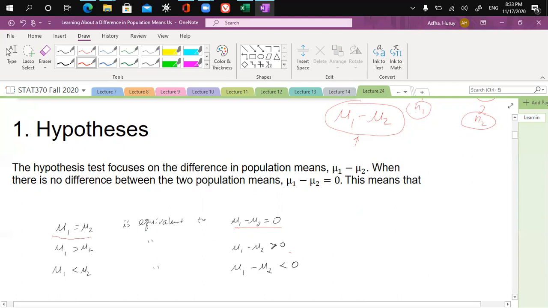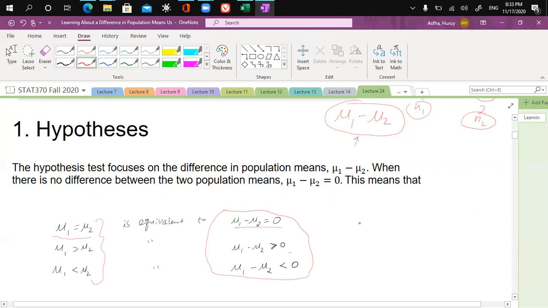Therefore, this is how we write the null hypothesis or alternative hypothesis. This is usually the format. The reason we use this one is that it helps with the calculation. It's kind of straightforward. But here we have mu1 on this side, mu2 on this side. We don't have any number. We don't have any hypothesized value.